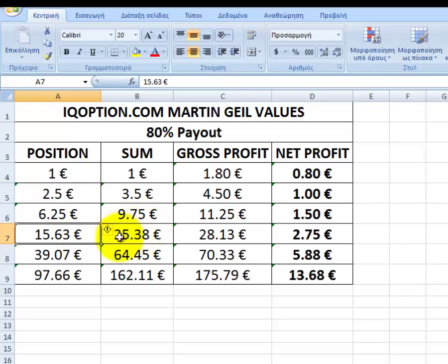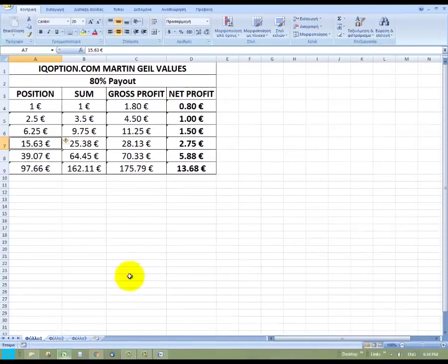Let us assume that we win the fourth position. Then our overall investment is €25.38 and our gross profit is €28.13, so our net profit is €2.75. Let us see this strategy in action.